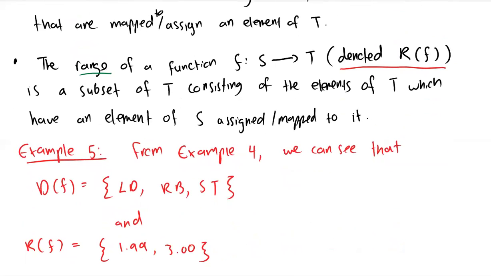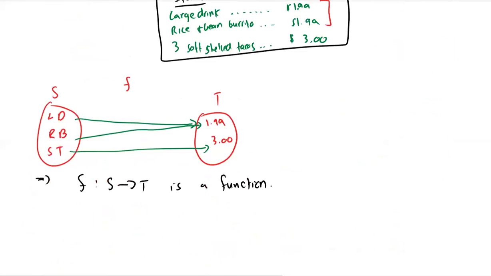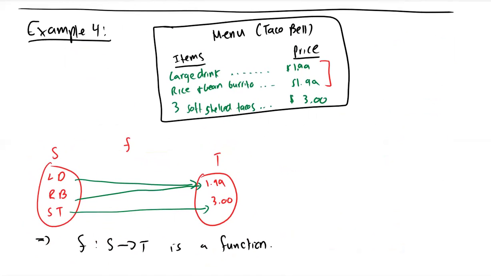And so we saw an example. We did an example about a menu. If you remember, I think I have the picture here. Yes, we had a menu from Taco Bell, and we had 3 items, so large drink, rice and burrito, bean, and 3 soft-shell tacos, and the prices for each. We created a function out of this information, and we saw that indeed it's a function. Every element of S is mapped to a unique element of T. And then we could also find the domain and range. So looking at S, every element of S is mapped to something, so the domain of this function F is all of S. And similarly for the range, every element of T has something mapped to it, so the range of this function F is all of T.